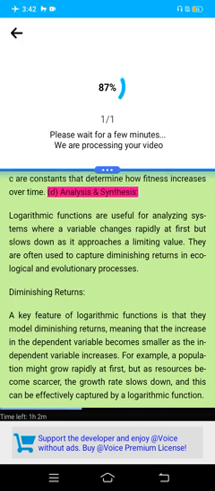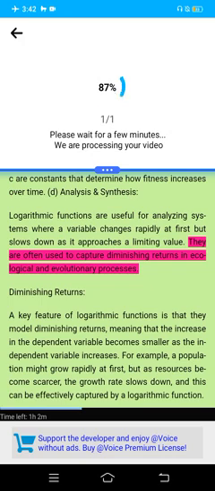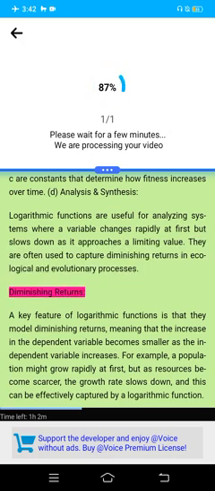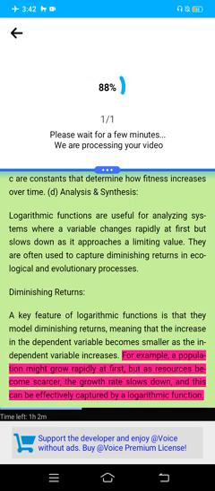D. Analysis and synthesis. Logarithmic functions are useful for analyzing systems where a variable changes rapidly at first but slows down as it approaches a limiting value. They are often used to capture diminishing returns in ecological and evolutionary processes. Diminishing returns: a key feature of logarithmic functions is that they model diminishing returns, meaning that the increase in the dependent variable becomes smaller as the independent variable increases. For example, a population might grow rapidly at first, but as resources become scarcer, the growth rate slows down, and this can be effectively captured by a logarithmic function.